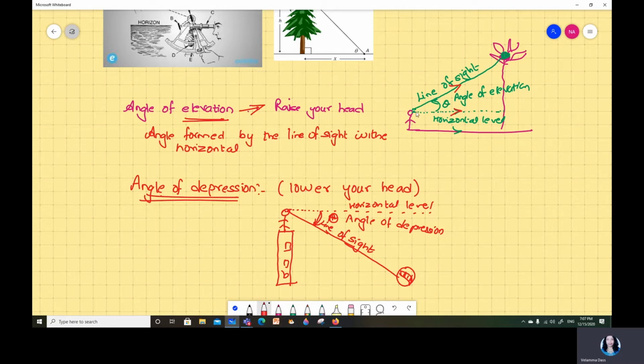In elevation, the horizontal level is always the ground level. But when you are standing at the top, it is very compulsory that you draw the horizontal level. And here also the horizontal level is parallel to the ground. That remains the same. But here it is in the air, and there you imagine it. So the horizontal level and the line of sight: when you lower your head, the angle formed is the angle of depression.